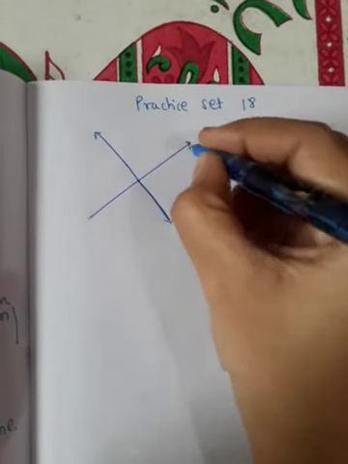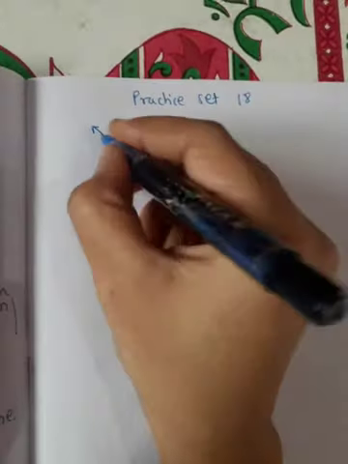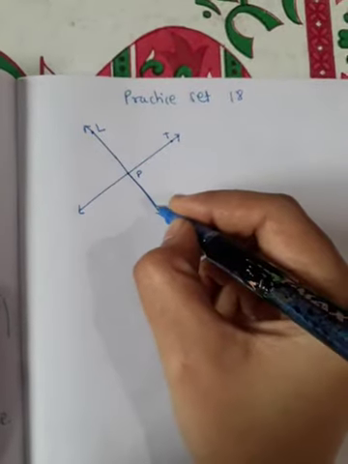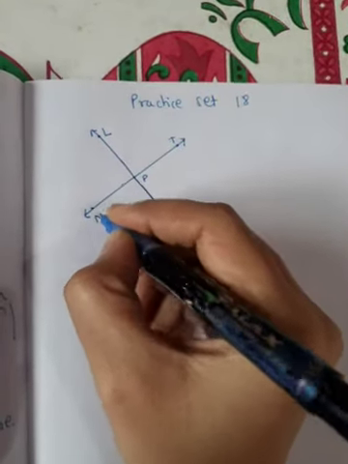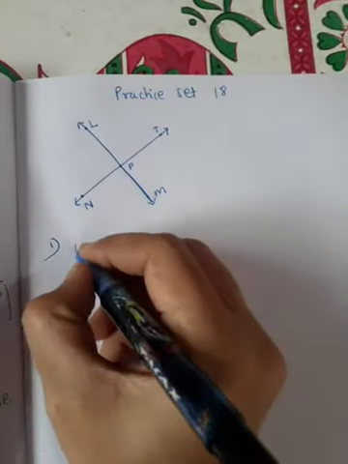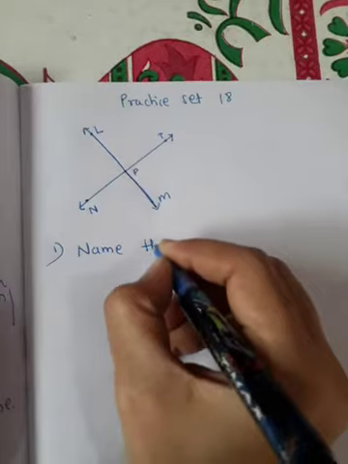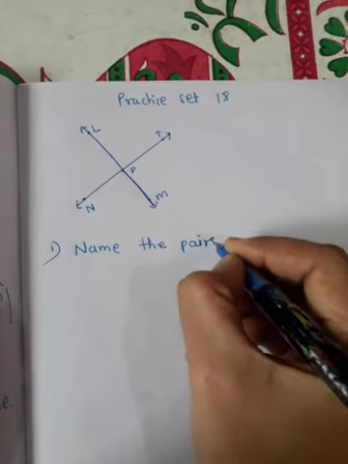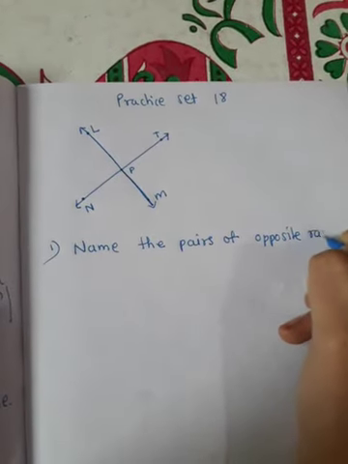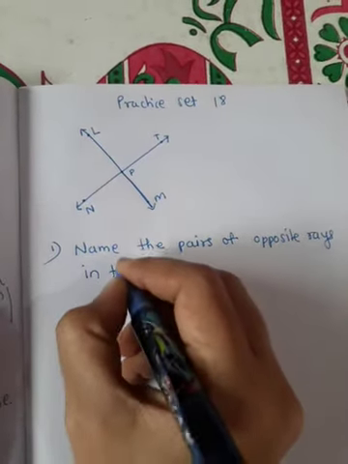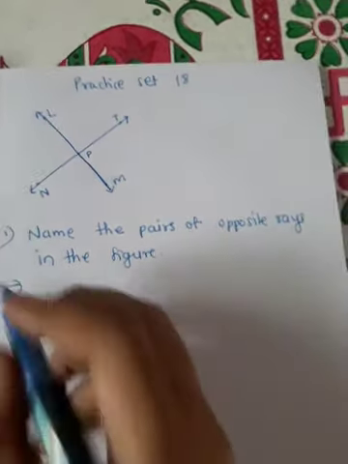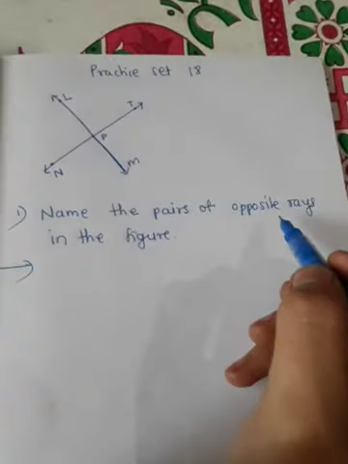These are the straight lines, named L, T, P, M, N. Now they have given one diagram and asked two questions. The first question is, name the pairs of opposite rays in the figure. Now we just have to write the answer. Name the pairs of opposite rays in the figure.